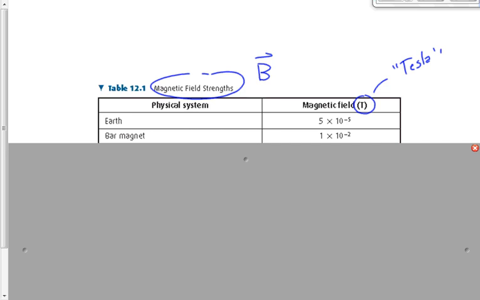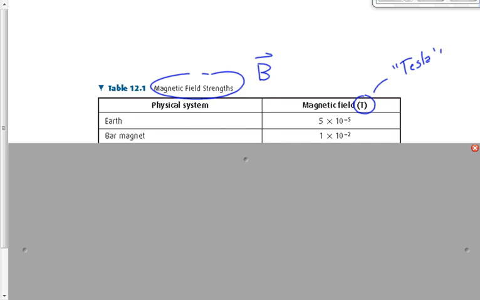A bar magnet. The bar magnets that you guys used yesterday were pretty weak. I actually strengthened those magnets yesterday after class. Much, much stronger now than they were yesterday. But even yesterday, they were much stronger than the Earth's magnetic field. You might not think so, because you bring them together and they hardly attract each other at all.